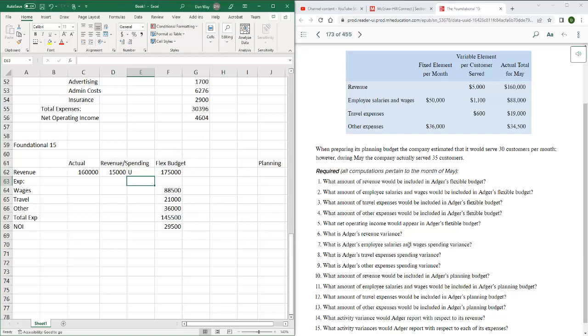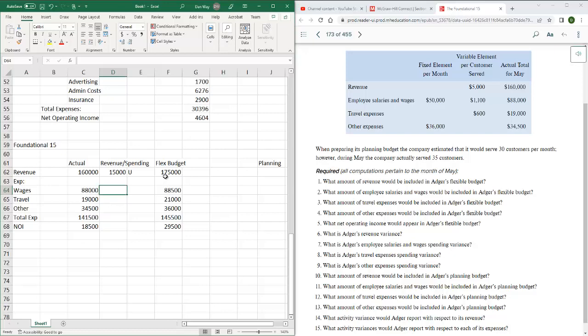Now the next three items want us to come up with the spending variances for salaries and wages, travel, and our other expenses. So we'll be staying right here in this column, comparing actual to flex. So let's punch in the actual amounts here for our expenses: 88,000, 19,000, and 34,500. You know what? Let me finish that out while we're here. Total expenses then of 141,500. Net operating income, revenue minus total expenses, 18,500.